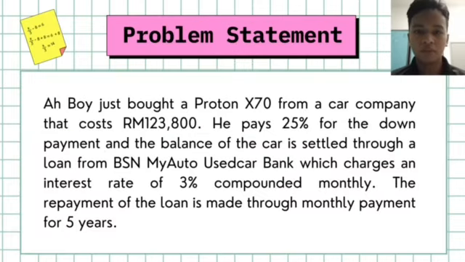Ah Boy just bought a Proton Saga from a car company that costs 123,800 ringgit. He pays 25% for the down payment and the balance of the car is settled through a loan from BSN My Auto Used Car Bank, which charges an interest rate of 3% compounded monthly.